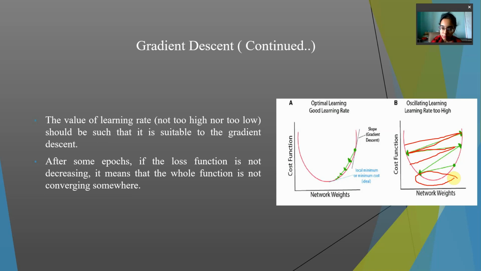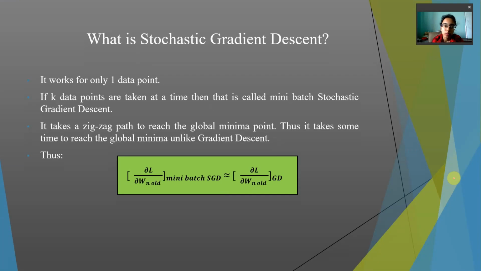So this is actually gradient descent. One most important thing we should remember about gradient descent is that it works for all the data records. Suppose that in a data set we have 100 records, then gradient descent will work for all those 100 records. Now what is stochastic gradient descent? Stochastic gradient descent is nothing but it works for one data record.